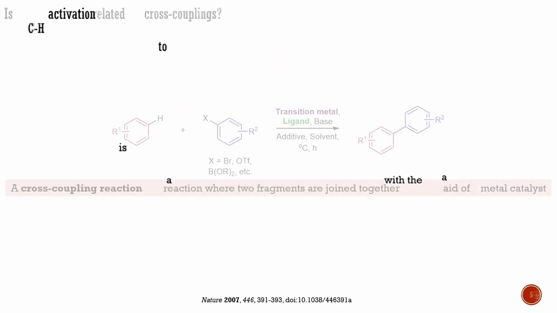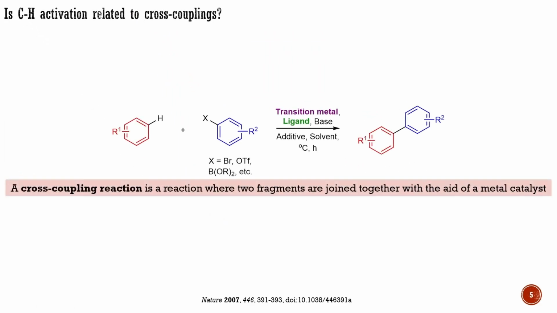As you may recall from the preceding module on cross-couplings, in organic chemistry, a cross-coupling reaction is a reaction where two fragments are joined together with the aid of a metal catalyst. Here, it is not important what type of bonds are being activated in the process of joining two fragments together. In other words, CH activations can be considered a specific case of cross-couplings, where at least one CH bond is activated in the process of constructing a new bond. As you will learn later in this module, CH activations have many similarities with the cross-couplings studied earlier.